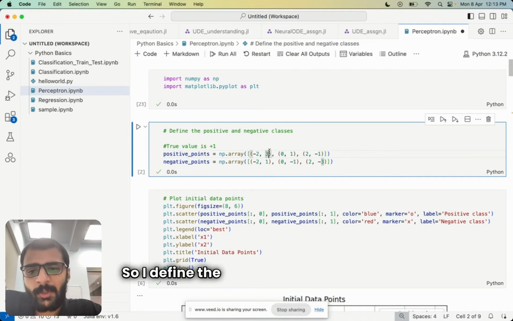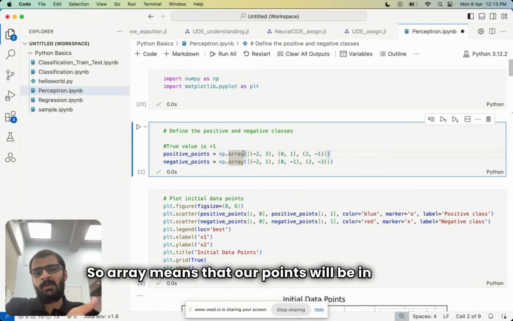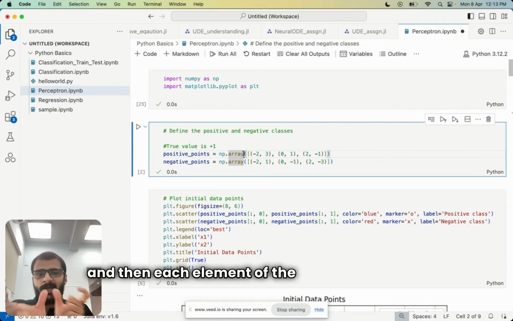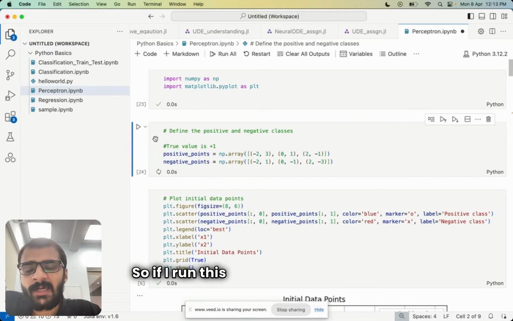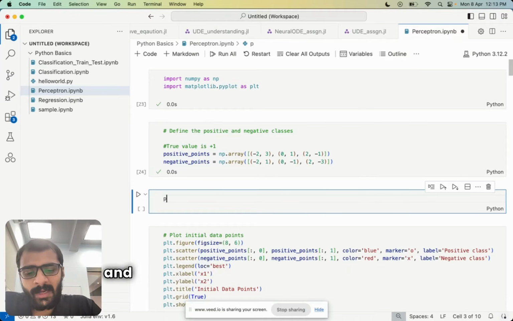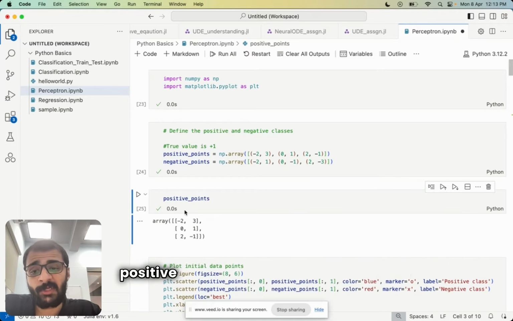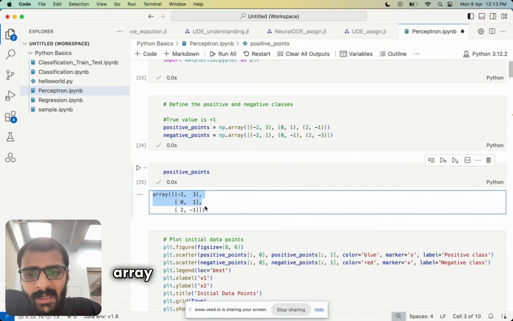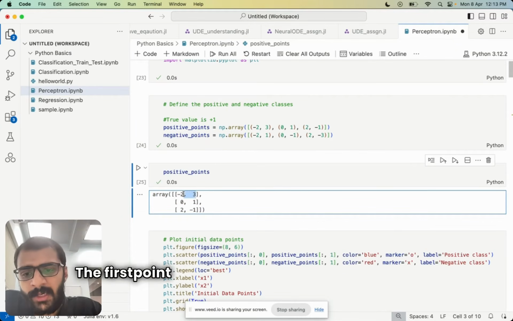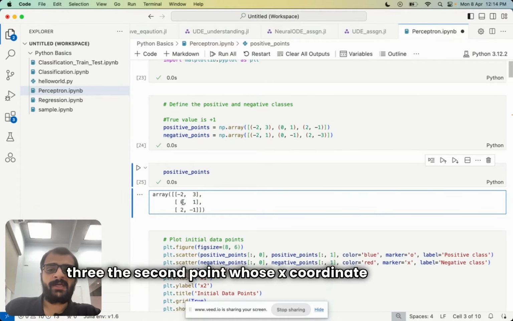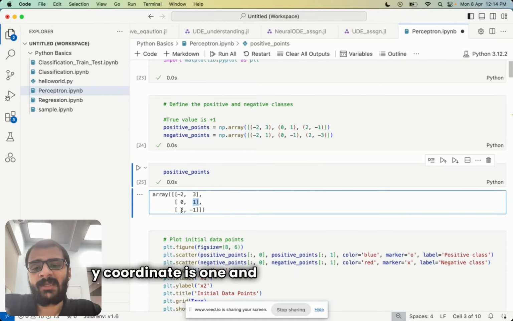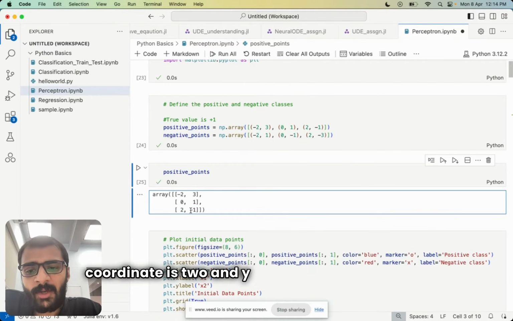Great. So I define the positive points like this. Note that I have used an array here. So array means that our points will be in an array, and then each element of the array is 1 point. So if I run this particular code block and I display positive points, you will see that it's an array, and this array has three elements: the first point whose x coordinate is -2 and y coordinate is 3, the second point whose x coordinate is 0 and y coordinate is 1, and the third point whose x coordinate is 2 and y coordinate is -1.